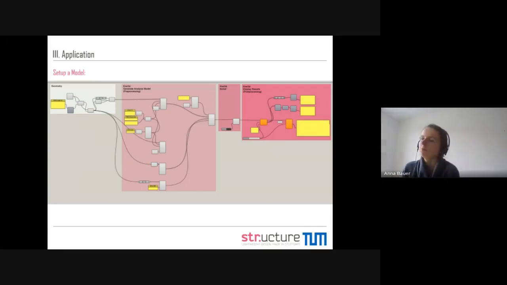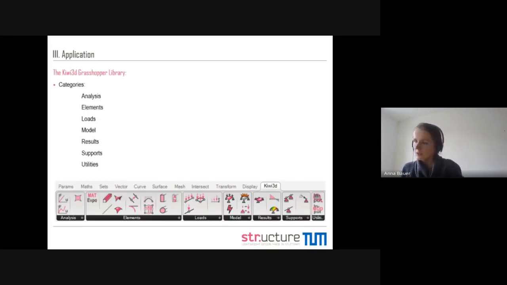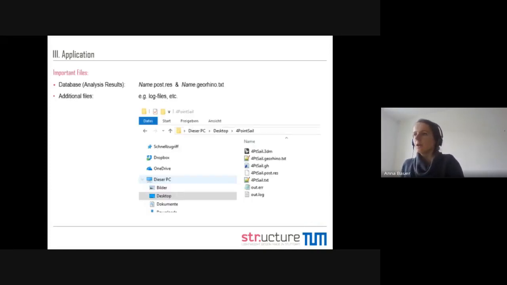And these are those categories in Kiwi. So in Grasshopper, same thing: first the geometry, then the analysis model, the solver, and the results. Then, as you will see later, there are some categories in Kiwi. We'll have a closer look at this later.